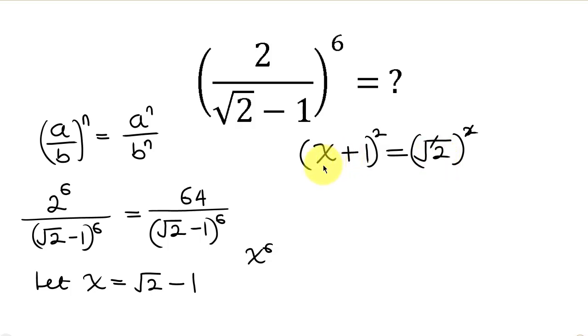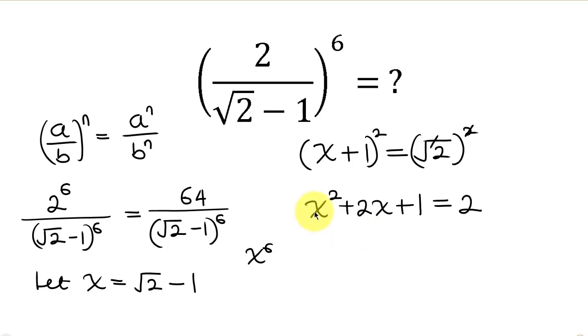Very good. So now let's expand this. This will be x squared. Now 2 times x times 1, that is 2x. And then plus 1 squared. 1 squared is 1. So this is the expansion of what we have here. This is equal to, now 2 is remaining on the right hand side. So write down 2. Very good.